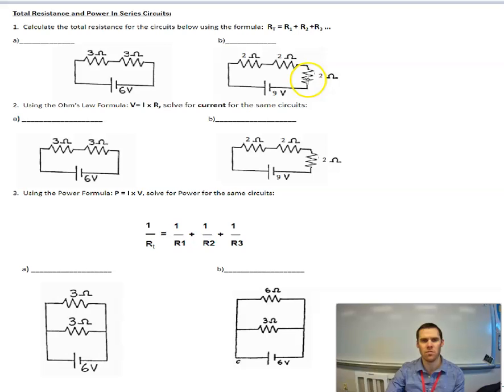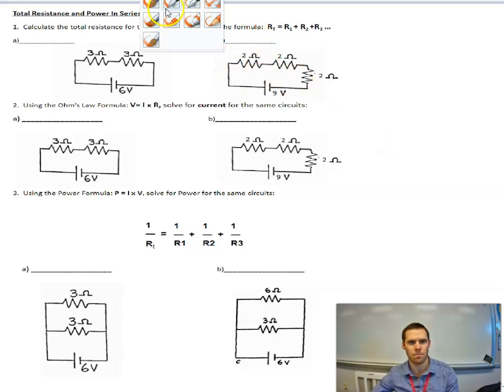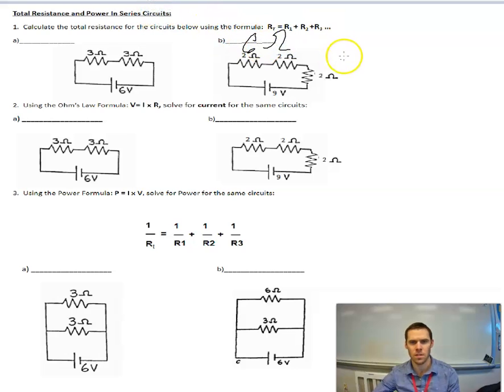So I see 1, 2, 3 resistors for number 1B, and this is as easy as adding up these three. So 2 plus 2 plus 2 is 6. So my answer for B would be 6 ohms. So 6 ohms. And then from here I have resistance.